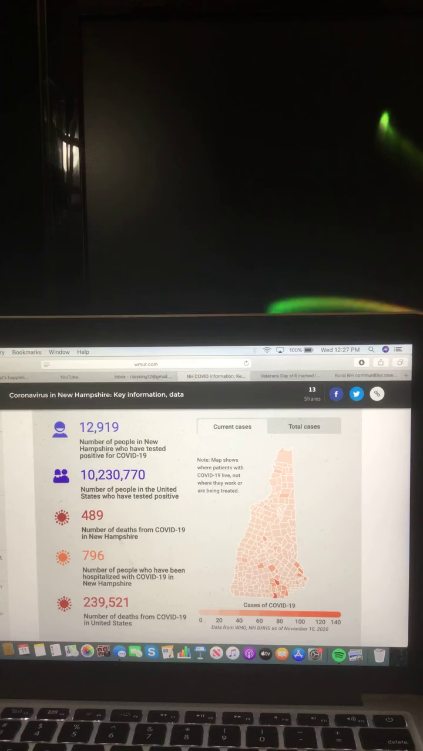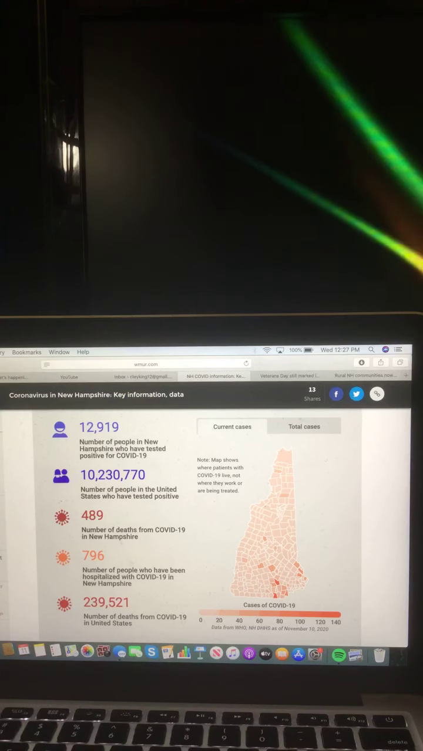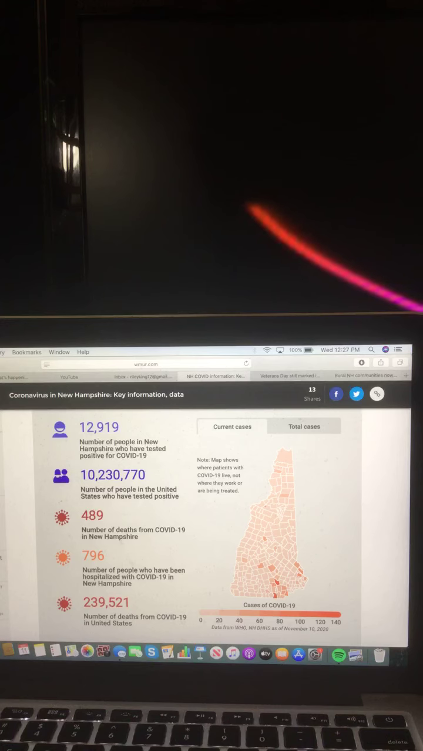There are 12,919 people in New Hampshire who have tested positive for COVID-19. 10,230,770 people in the United States have tested positive. 489 deaths from COVID-19 in New Hampshire. 796 people have been hospitalized with COVID-19 in New Hampshire. And 239,521 deaths from COVID-19 in the United States.